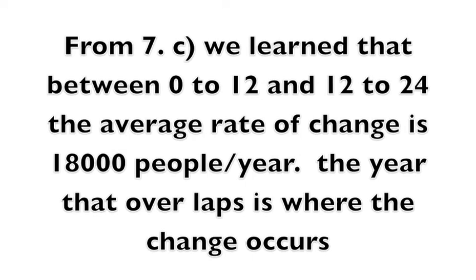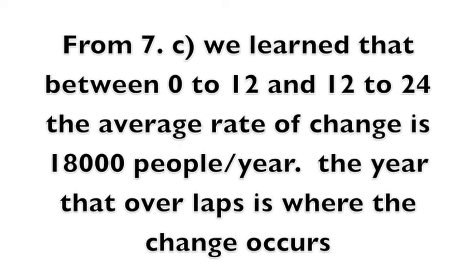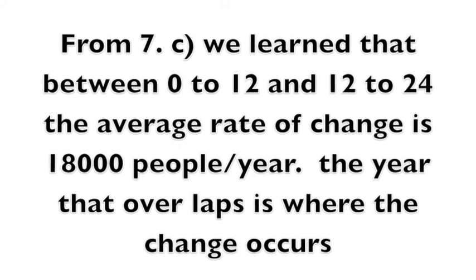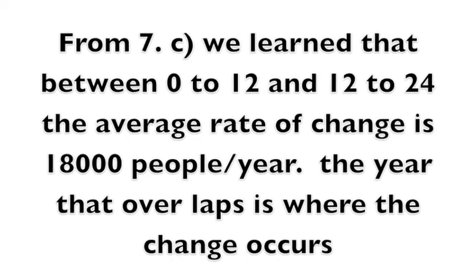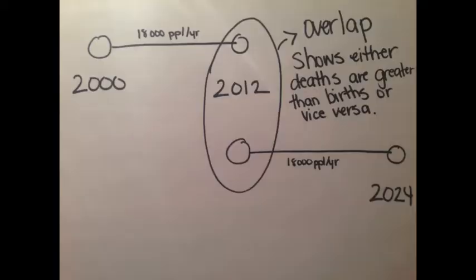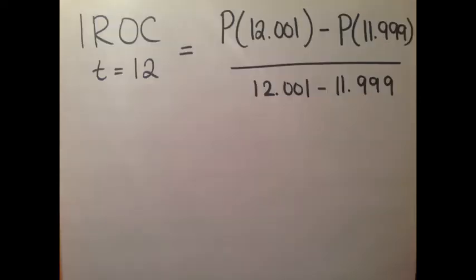From 7c, we learned that between 0 to 12 and 12 to 24, the average rate of change is 18,000 people per year. The year that overlaps is where the change occurs, which is 12, or 2012. That shows that at this point, either deaths are greater than births or vice versa. To test that 12 is the correct time, you plug it into your IROC formula.